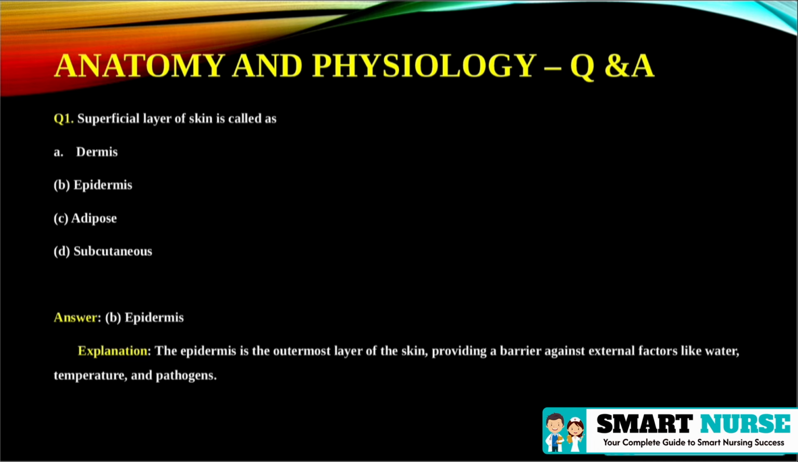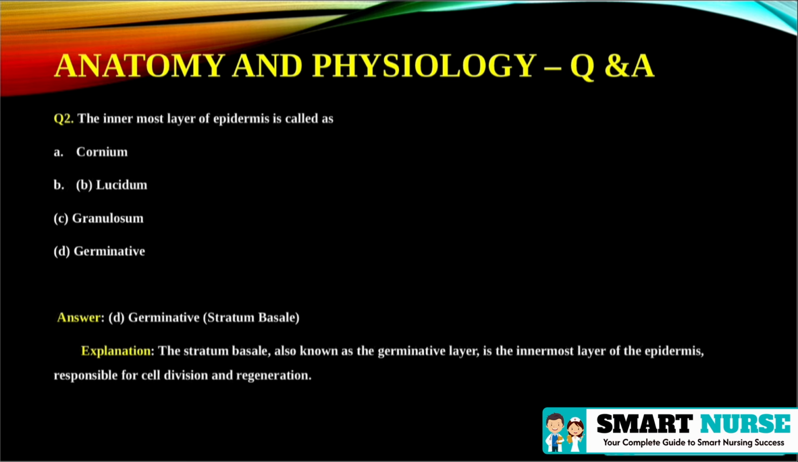The epidermis is the outermost layer of the skin, providing a barrier against external factors like water, temperature, and pathogens. The second question. The innermost layer of epidermis is called as. Option A corneum, option B lucidum, option C granulosum, option D germinative.